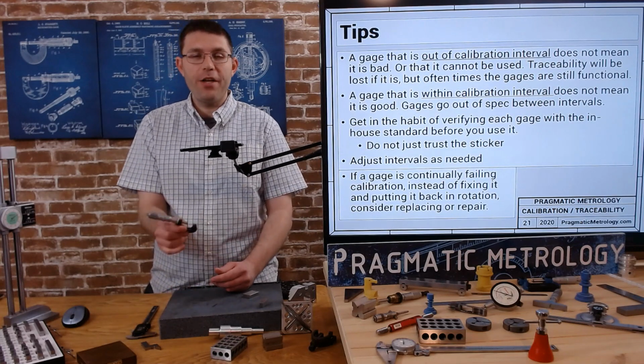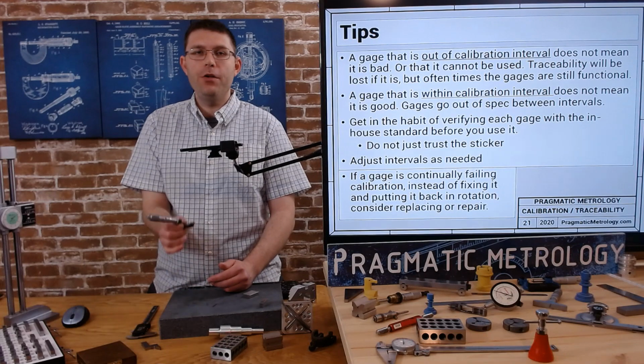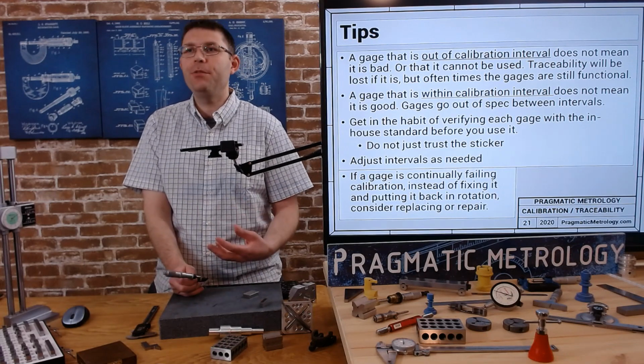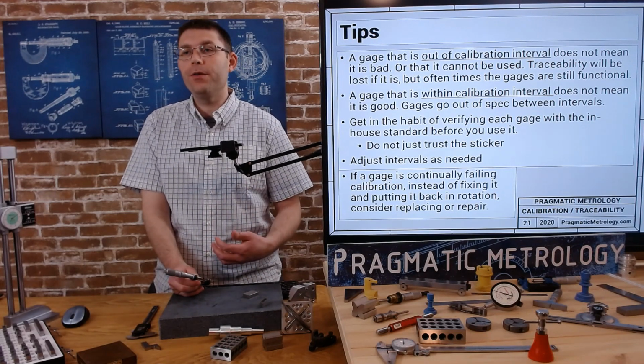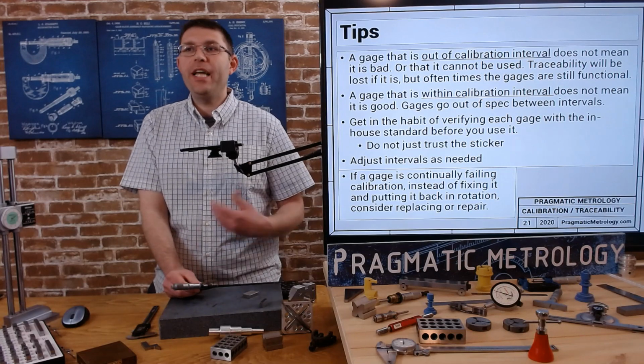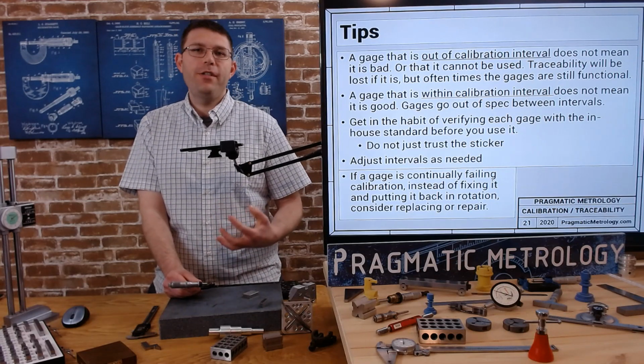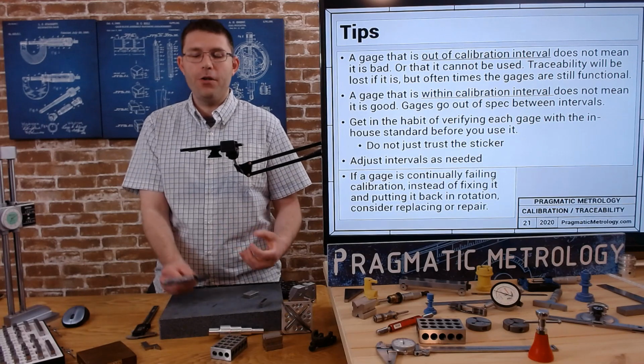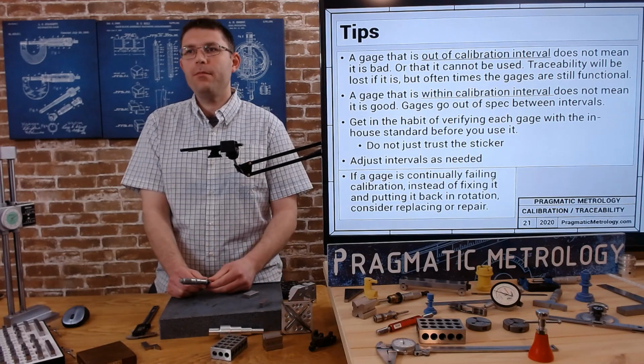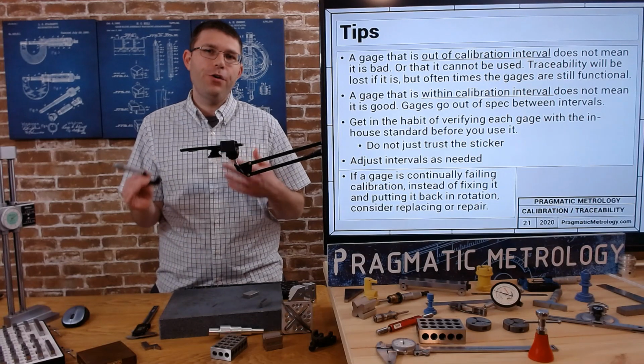So check it continuously. Even though the sticker says it's within calibration, just keep checking it, because they do go out of tolerance. So get in that habit of checking it before you use it. Do not just trust the sticker, right? The sticker is just a sticker. You need to physically verify it. And feel free to adjust your intervals as needed.